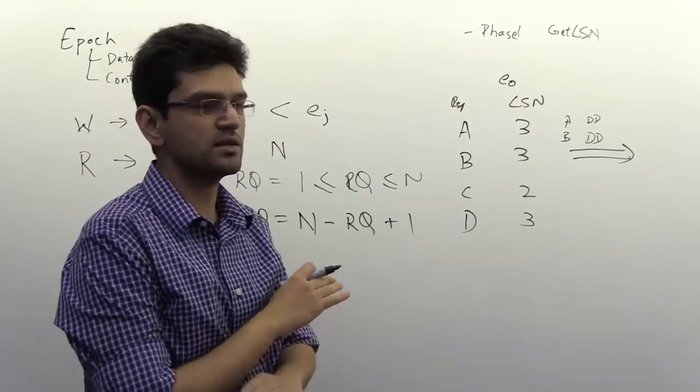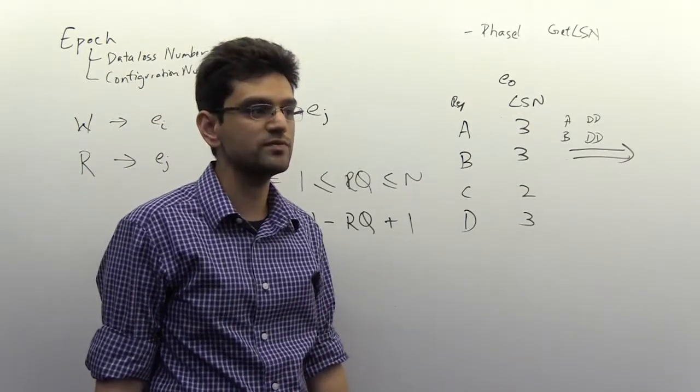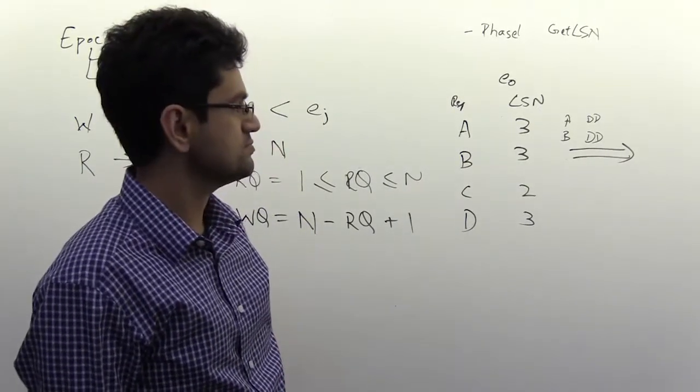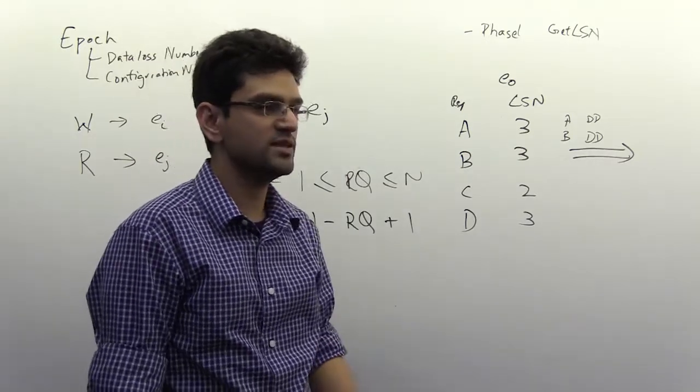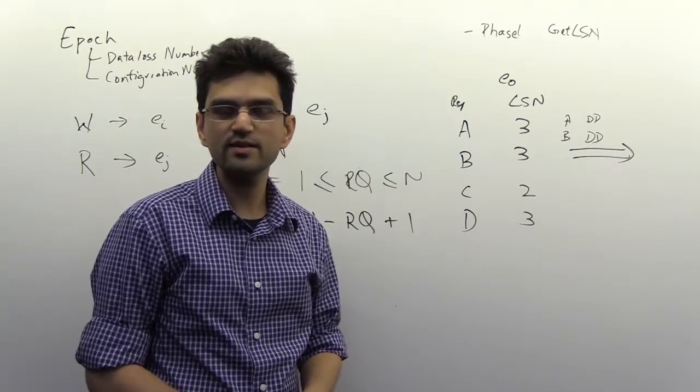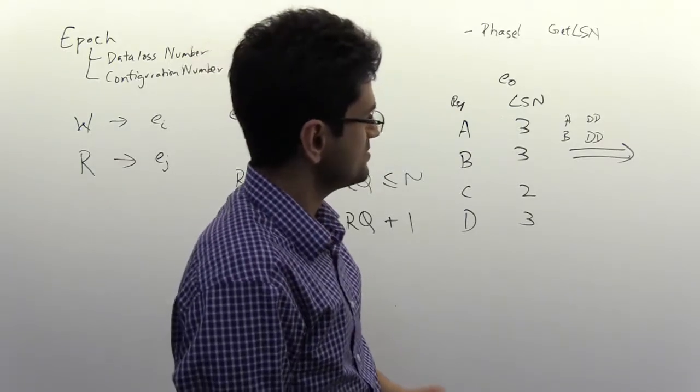So their hard disks get completely wiped out at the same point in time. What do you mean by DD? DD is dropped, meaning they've lost their state. Disk drop, data drop. Whatever you want to call it.